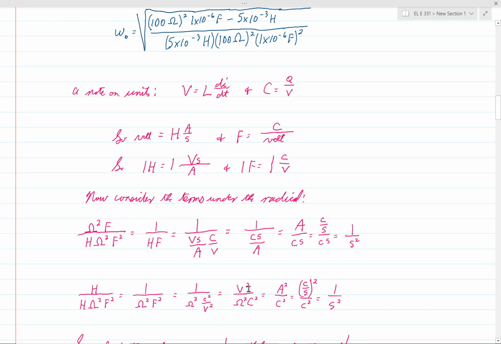And when we write this as ampere squared ohm squared, the ohm squared will cancel with the ohm squared in the bottom, and we're just left with ampere squared over coulomb squared. And an ampere is a coulomb per second, so that's coulomb per second squared divided by coulomb squared, or 1 over second squared.